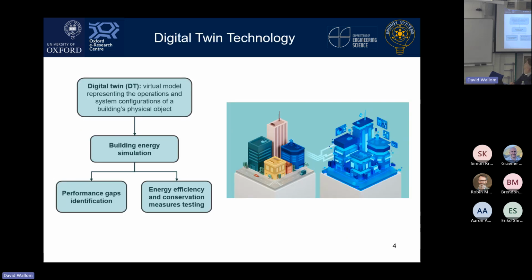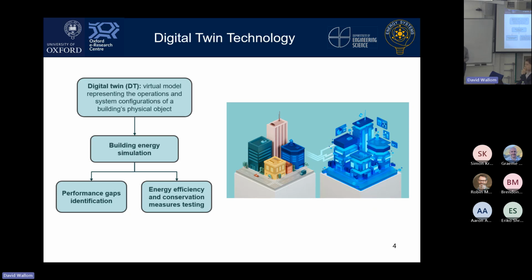New approaches, one of them is the digital twin technology. So what is a digital twin? It is a virtual model aiming at representing the operations and system configurations of a building physical object. So we're basically just taking a building in its real life conditions and creating a virtual model of it, encompassing all of the aspects of the building itself.